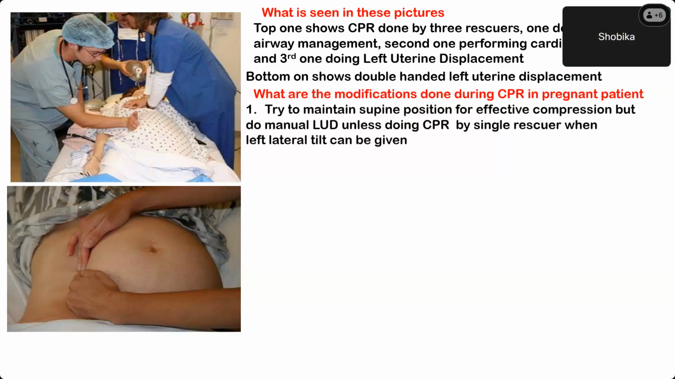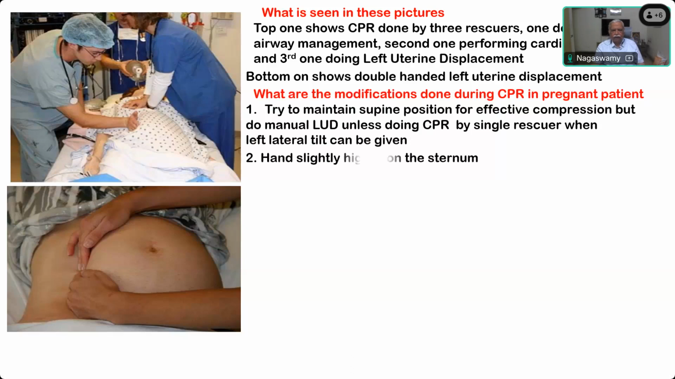So try to maintain supine position for effective compression. Do manual left uterine displacement, and thus doing CPR by a single rescuer. Then you can turn the patient to left lateral tilt. That is number 1 modification.